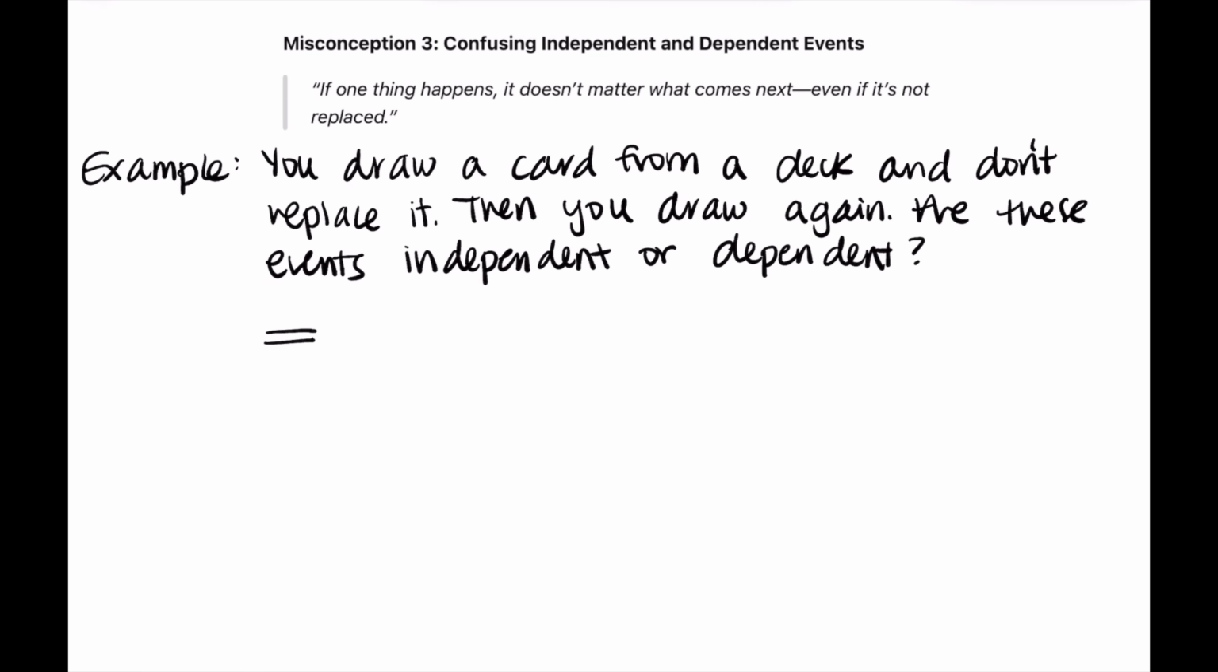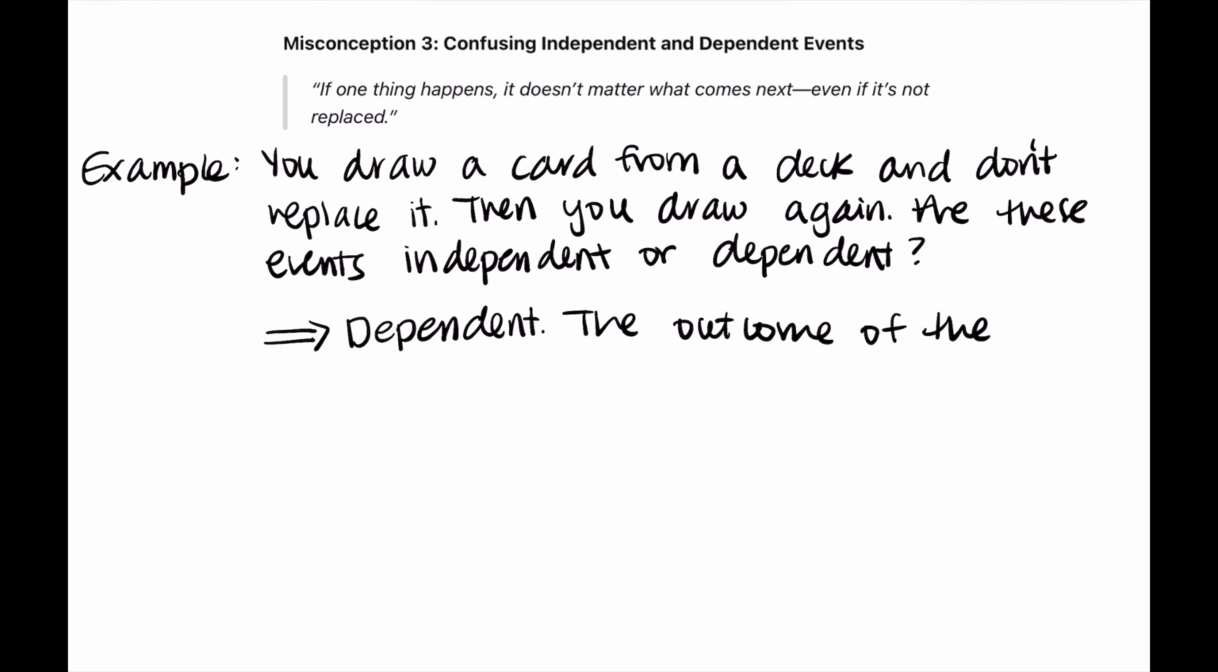Our third one is a very common one. It's confusing independent and dependent events. So if one thing happens, it doesn't matter what comes next, even if it's not replaced. So an example of this would be you draw a card from a deck and you don't replace it. Then you draw again. Are these events independent or dependent? Some people think it doesn't matter, right? We just drew one card. How would that affect the results of the other?